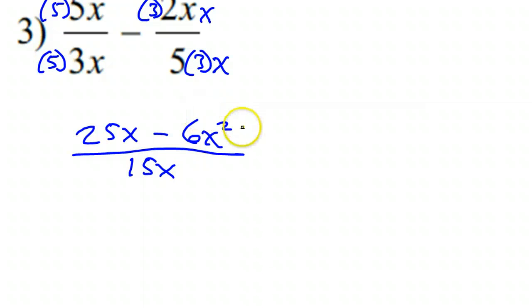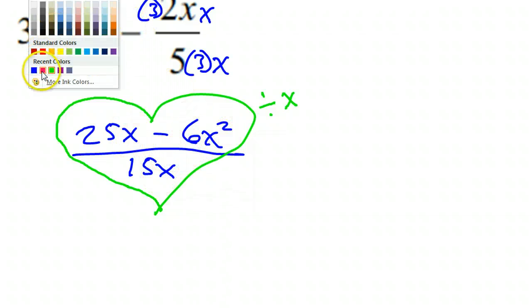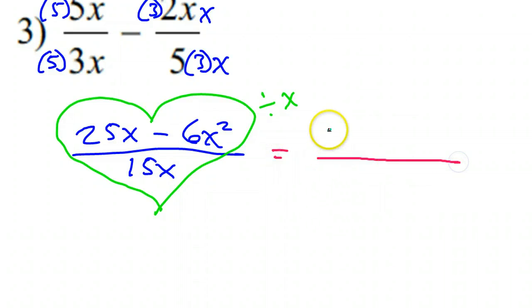Okay, so one way to think of it is all of these have x in common. One way to look at it is dividing all 3 of these, and it has to be all 3 or nothing. You could look at it as dividing all of these by x. That's going to cancel out 1x from each term, which gives you 25 minus 6x over 15. This had 2 of them, so it still has 1 left. That's one way to think about it.